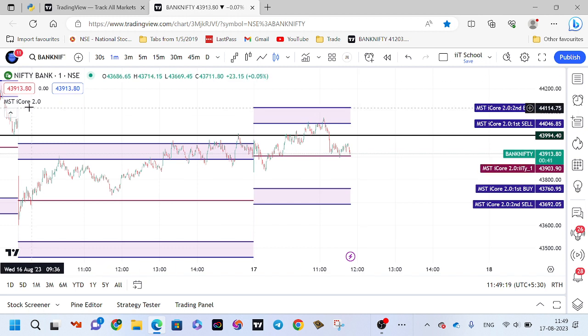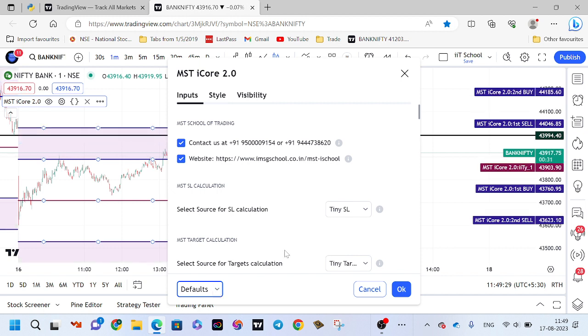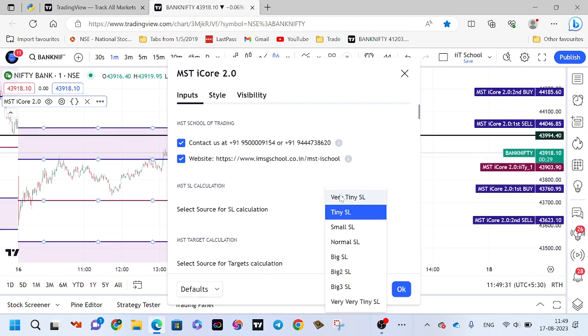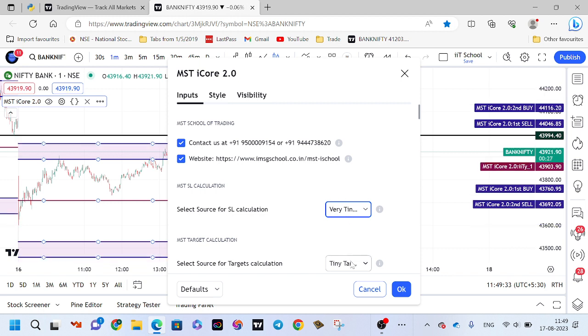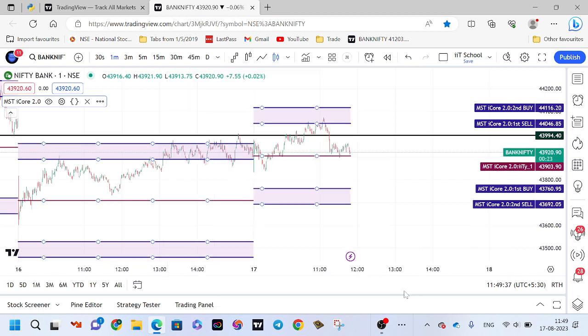Then the next step will be to go to the indicator settings, scroll down at the bottom side and give reset settings. That's all. When you are trading in BANKNIFTY, it is always preferable to keep a very tiny SL so that your loss will be very less and the profit will be more. Clear?